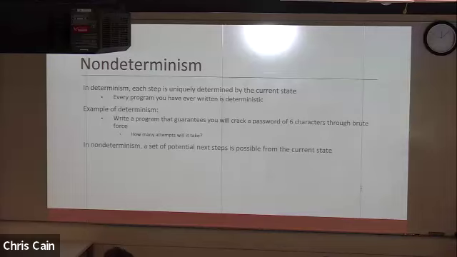So non-deterministically, when we look at a next step, instead of having a single possible next step, we can have a set of possible next steps with the agreement that we're going to explore all of them at the same time, or all of them in parallel. It is a theoretical concept for the most part. This is not something that we can do.